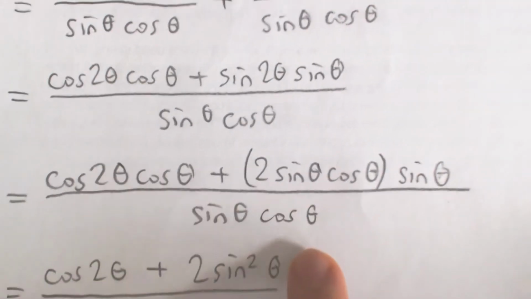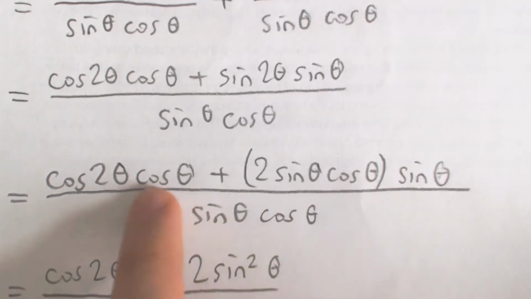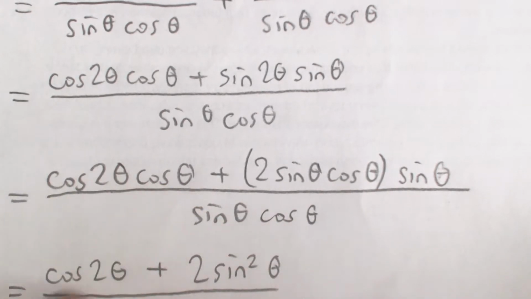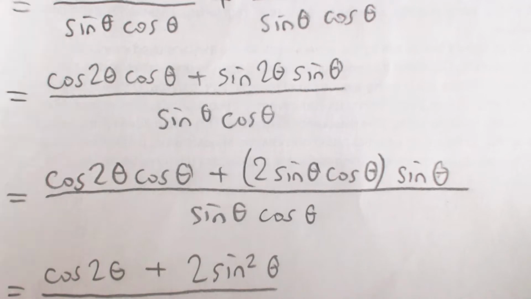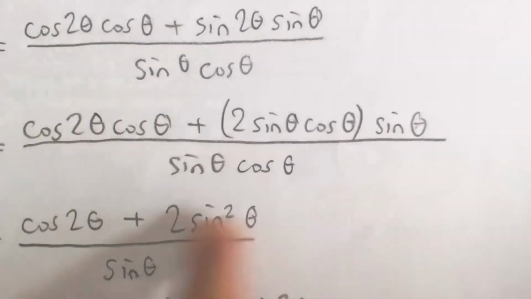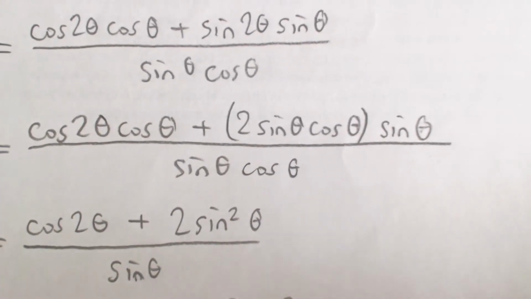Here we're going to have 2, right? We're going to cancel cosine theta from all 3 terms. So here we have cosine 2 theta. Here we have 2 times sine theta times sine theta. So 2 sine squared theta. And again, in the denominator, we have sine theta.